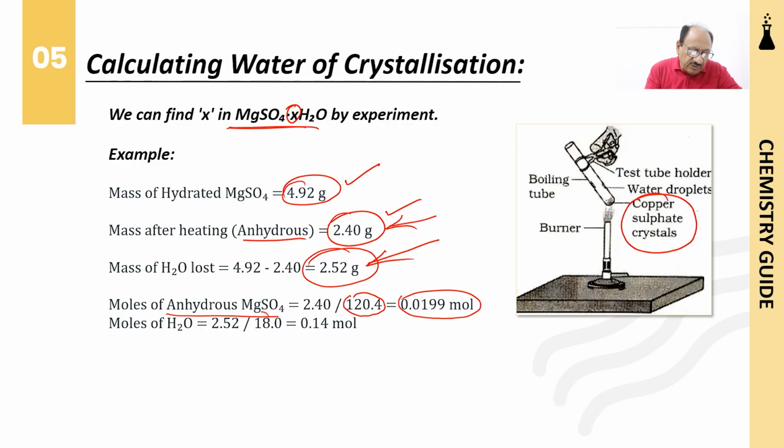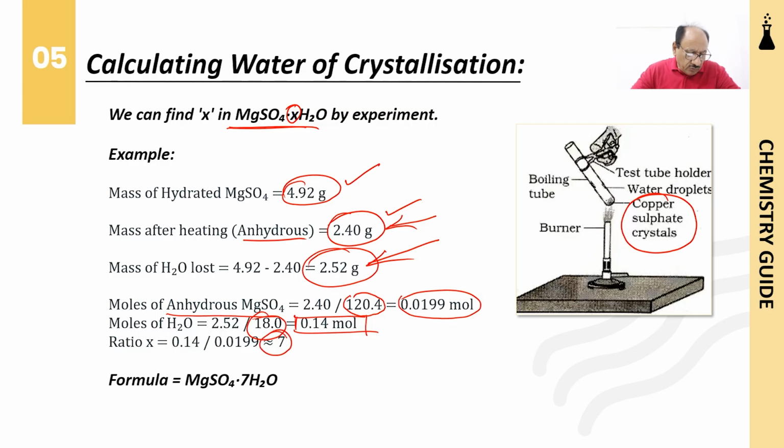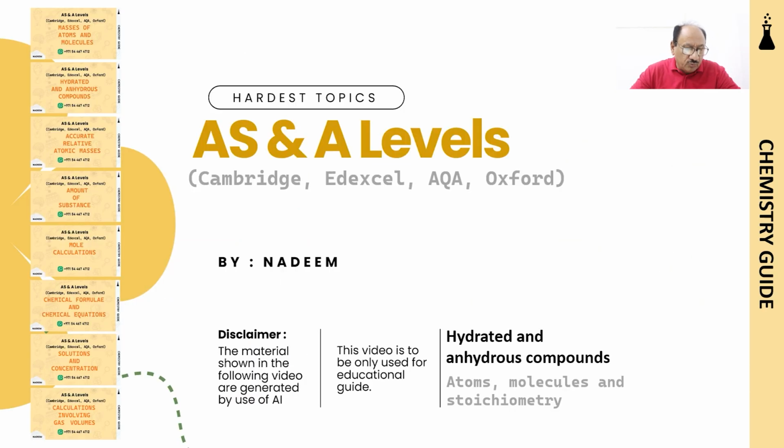The moles of water: the loss of water is 2.52 grams, and we divide by the molar mass of water, which is 18, and we get 0.14 moles. So we can check the ratio of moles: 0.14 divided by 0.0199, which is approximately 7. So now we can write 7H2O. This is the ratio which we got, and this is the formula which we have written: MgSO4.7H2O.